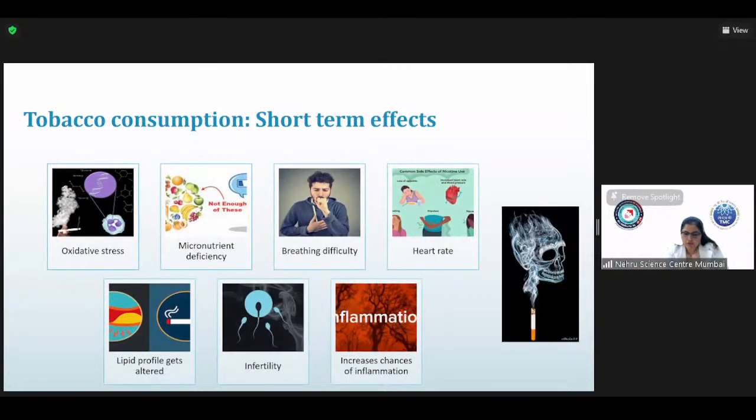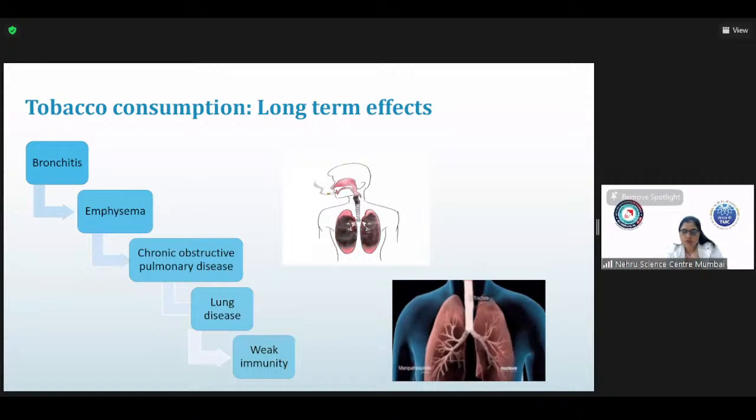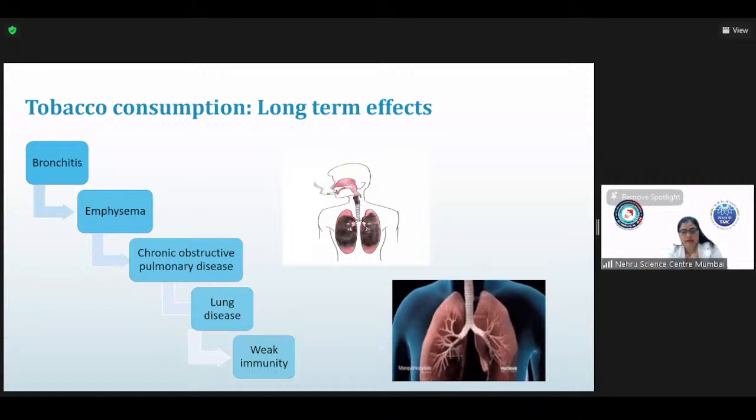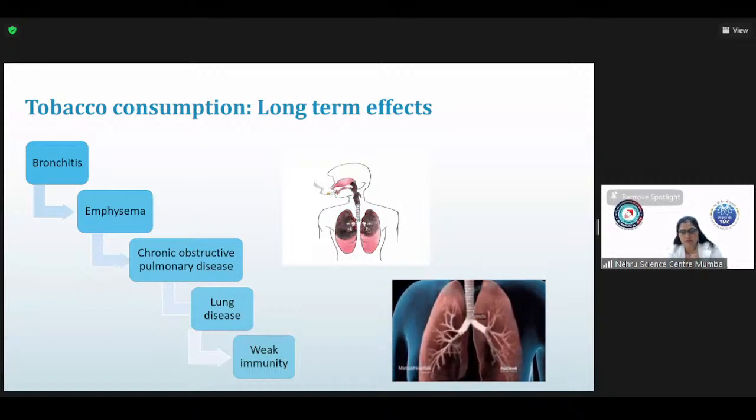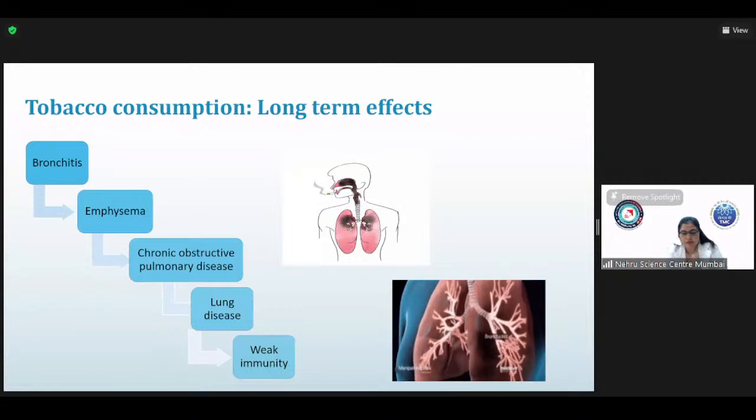Short-term effects of tobacco: it causes oxidative stress resulting in inflammation, infections, weak immunity, micronutrient deficiency, breathing difficulty, increased heart rate, alteration of the lipid profiles, and infertility. It damages the lung. Smokers have a risk of developing lung cancer 25 times higher for men. So 9 out of 10 lung cancer deaths are linked to smoking.